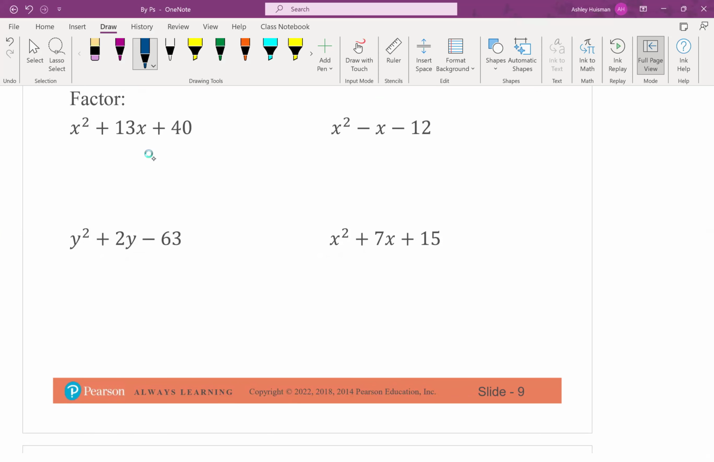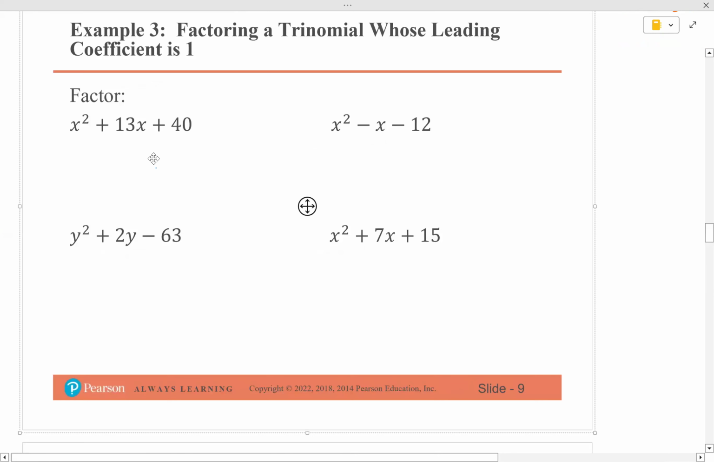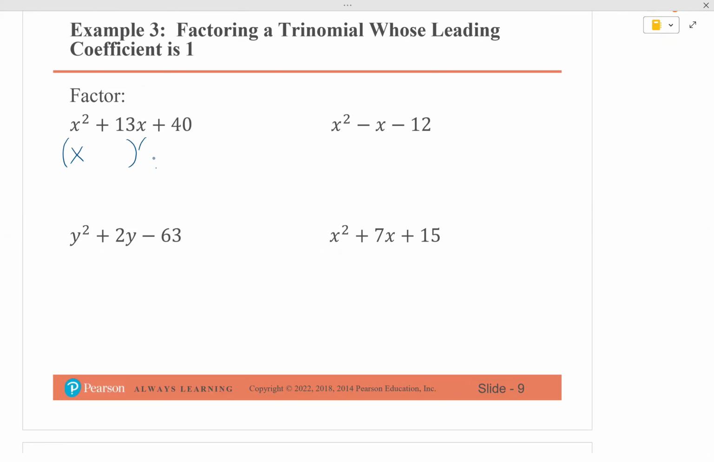This first one, all 4 of these examples, they're all trinomials. They all have 3 terms, and their leading coefficient is a 1. The thing in front of x squared or y squared is 1. So I know that they're going to be set up the same way: binomial with the x, binomial with the x. I'll think about the answer later.